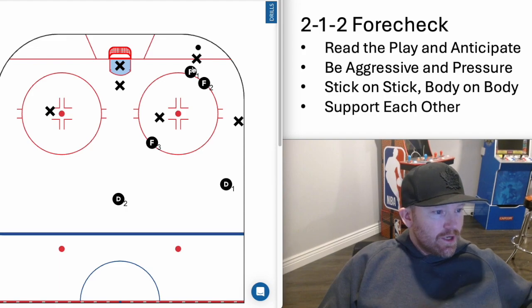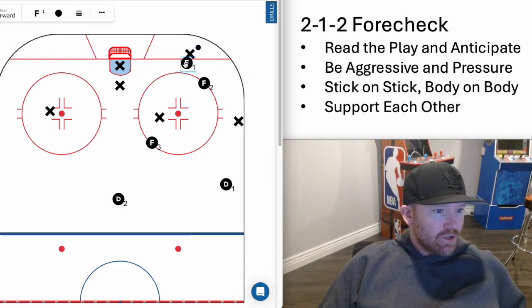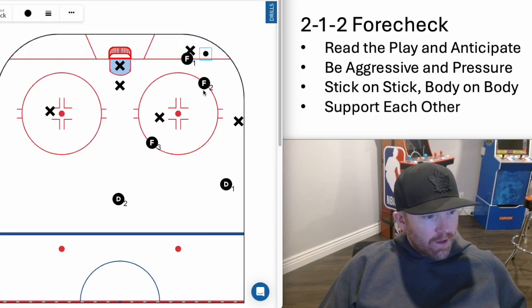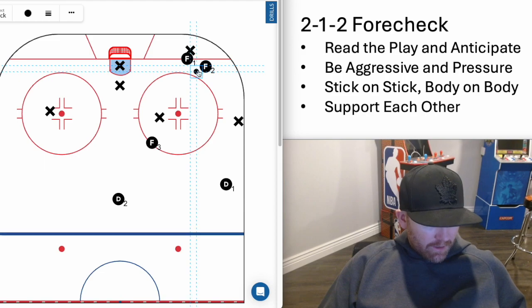In an ideal situation, this F1 does an amazing job at being aggressive, pressuring the puck. They're stick on stick, body on body. They cause a turnover. They either check the player into the boards or they cause a turnover. Puck bounces out and F2 collects the puck.